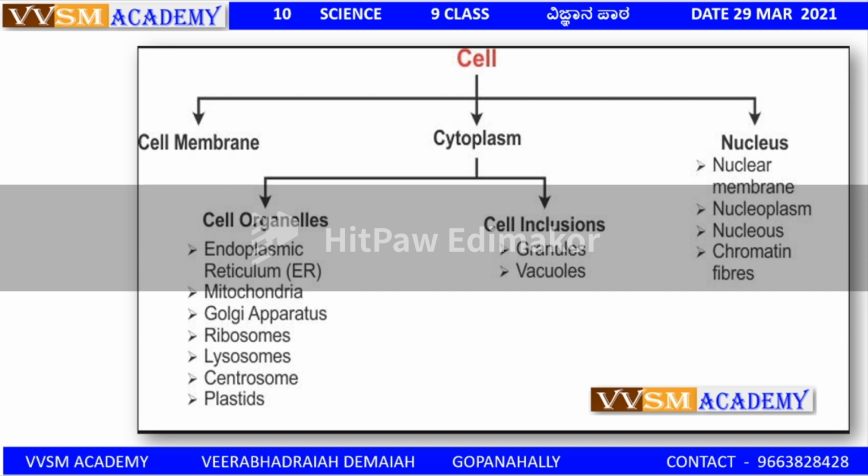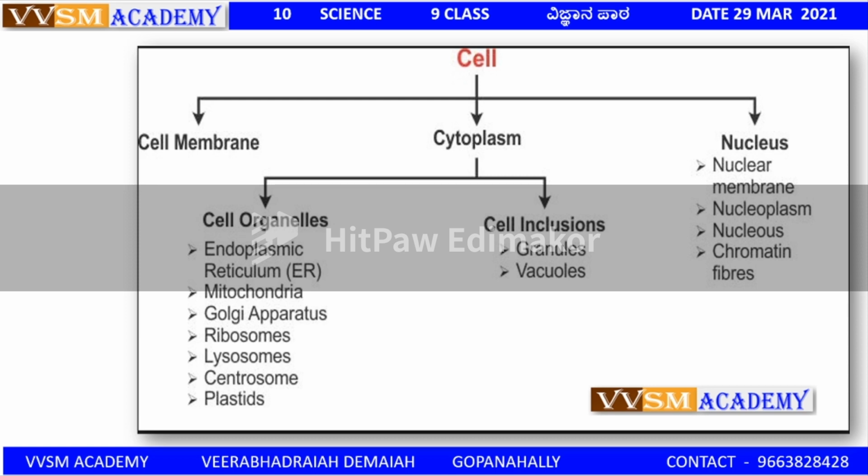Cytoplasm is another important component, which is further divided into cell organelles and cell inclusions. Cell organelles consist of endoplasmic reticulum, mitochondria, Golgi apparatus, ribosomes, lysosomes, centrosomes, plastids. These are called cell organelles. Cell inclusions are granules, vacuoles.